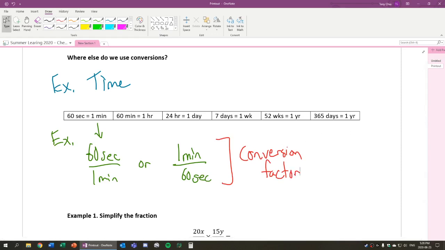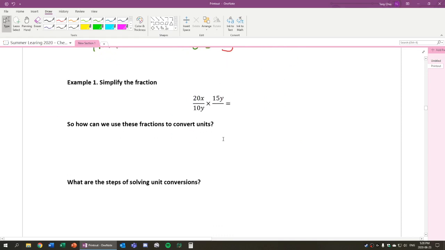Why does this work? Well, it deals with your idea of polynomials, algebra, and simplifying them. So look at this example right here. If you have 20x over 10y, and you're going to multiply that by 15y, what is going to happen? Well, some of you might go, okay, when you multiply fractions, you multiply across and you divide by the bottom. But what if I could just tell you that you could simplify this?